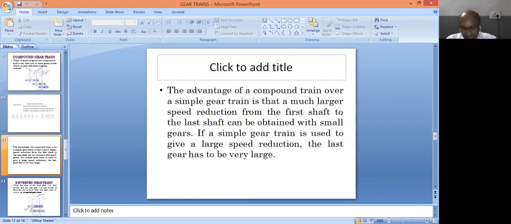So here, the advantage of using a compound gear train is that we can get a much greater reduction in velocity. That is, we can get a better velocity ratio with small size gears. If you want to obtain the same velocity ratio or speed reduction, we have to use bigger gears with a simple gear train. So the space is economically used. That's a wonderful advantage of the compound train.